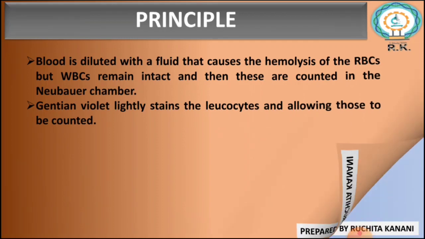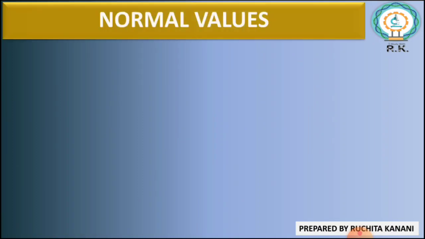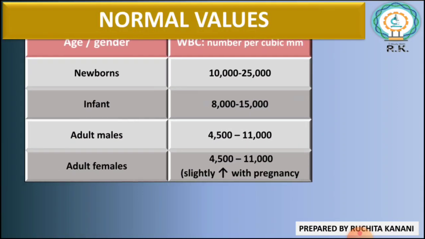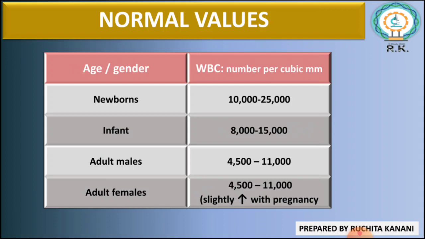Then, what is the normal range of WBC count? Here the normal values of WBC are shown in per cubic mm: in newborns, that is 10,000 to 25,000; infants, that is 8,000 to 15,000; adult males, that is 4,500 to 11,000; adult females, that is 4,500 to 11,000, and it slightly increases during pregnancy.